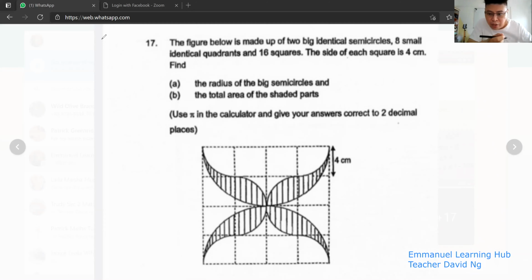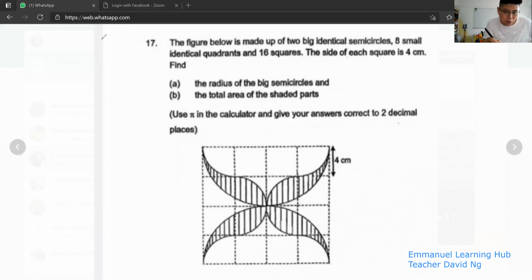Okay, it says that the figure below is made up of 2 big identical semicircles, 8 small identical quadrants, and 16 squares. The side of each square is 4 cm. Find A, the radius of the big semicircles, and B, the total area of the shaded parts. Use pi in the calculator and give your answers correct to 2 decimal places.